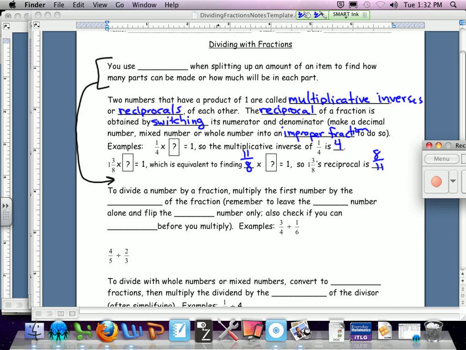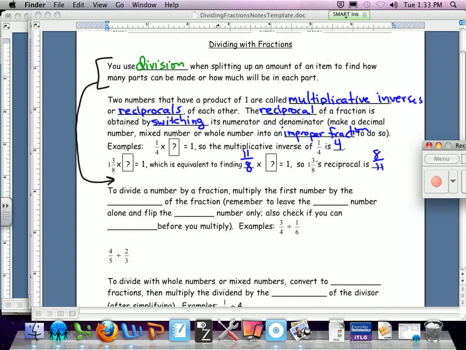And now we're going to go ahead and start finding out that it's useful for division. So when you're dealing with word problems, you need to know when to use division. So now we're going back up to the top here. You use division when splitting up an amount of an item to find how many parts can be made or how much will be in each part. So you go, oh, I have this ribbon, and for every bow I need to use 2 3/4 of an inch. So you're going to take the entire length of the ribbon, let's say it's 3 feet, so therefore 36 inches. 36 divided by the 2 3/4.